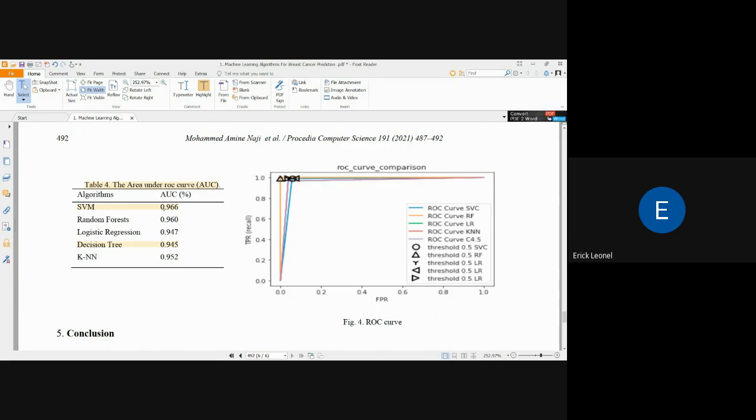As a final conclusion, we can say that the support vector machine has demonstrated its efficiency in breast cancer prediction and diagnosis. It achieved the best performance in terms of accuracy and precision.